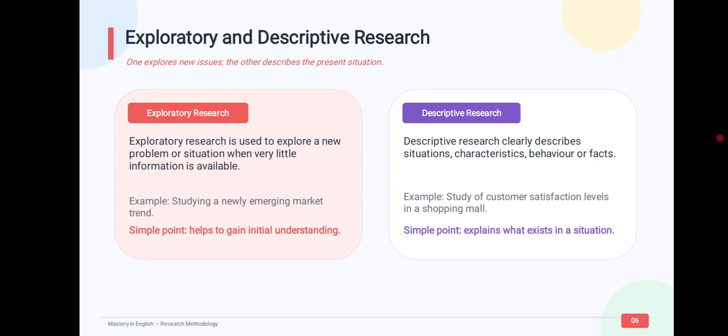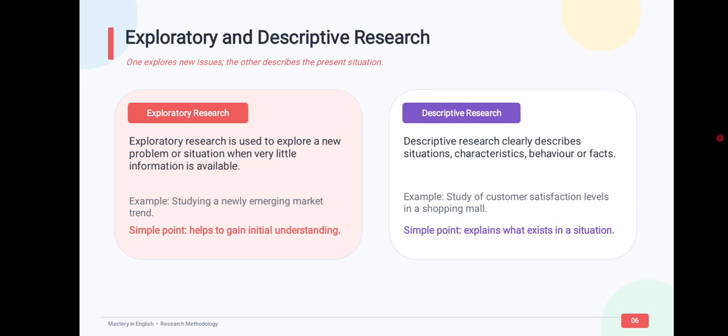For example, study of customers' satisfaction level in a shopping mall. Researchers collect the information about customer opinion, behavior, preferences, and satisfaction level. This research gives the detailed description of a situation. So now let us understand the difference between the exploratory research and descriptive research.